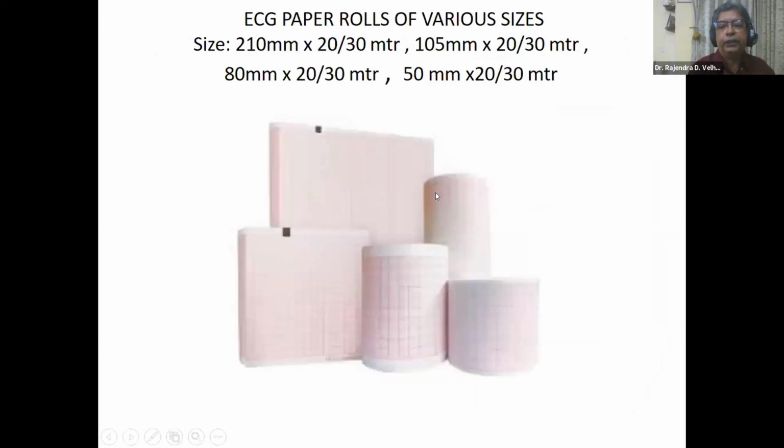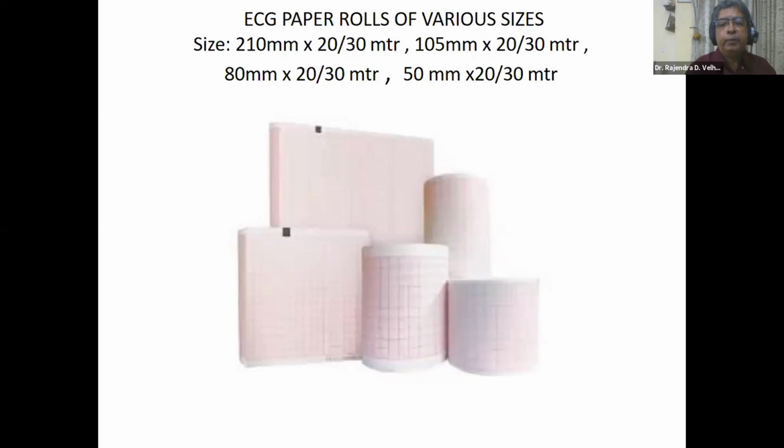Now, this is a picture of the ECG papers of different sizes. The ECG paper is available in different sizes, and depending upon the type of machine you are using, 1 channel, 3 channel, 6 channel, 12 channel, the size of the ECG paper roll varies. And it is available as 20 to 30 meter rolls, or even as Z-fold papers.